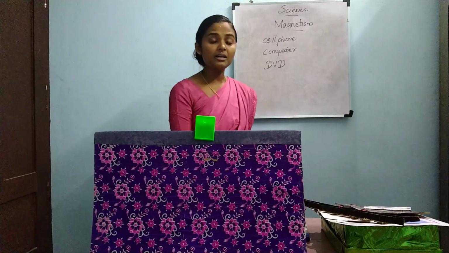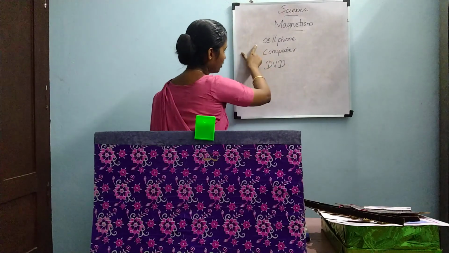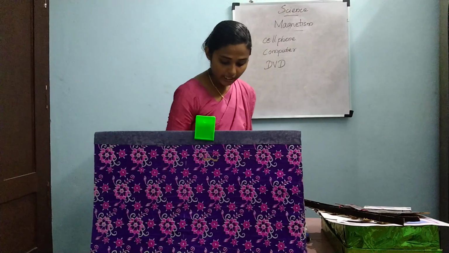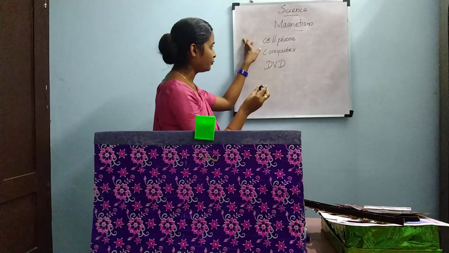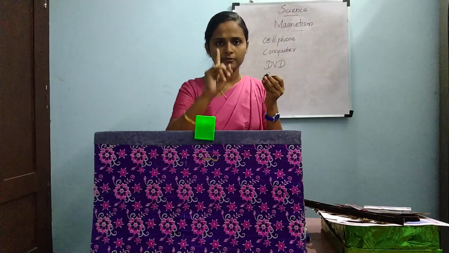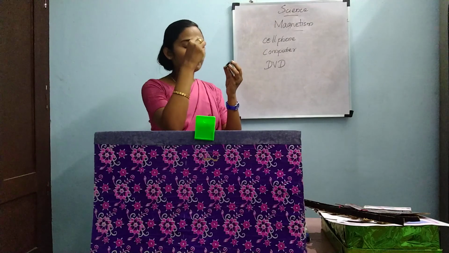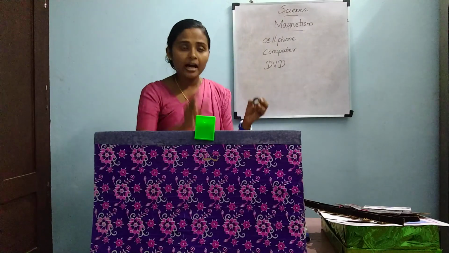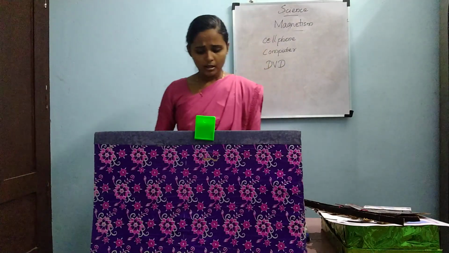This magnetic field will damage the cell phone, computer and DVD. If you keep the magnet near to the cell phone, computer and DVD, it loses its magnetic property. That is the first one. Second, the magnetic lines or magnetic field that is produced from the magnet damage these three items: cell phone, computer and DVD.